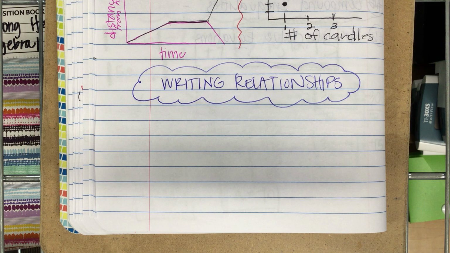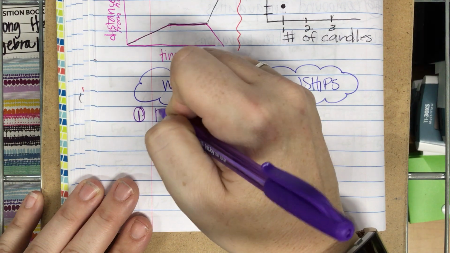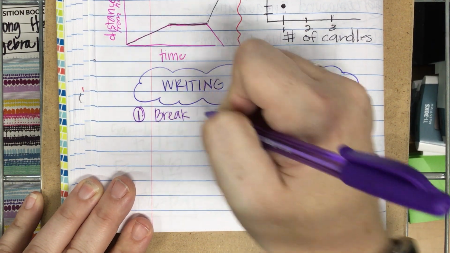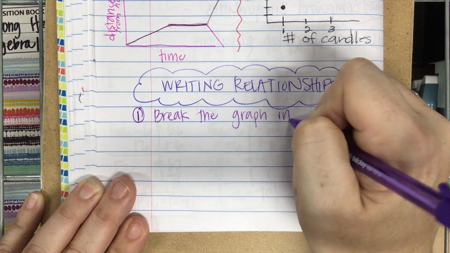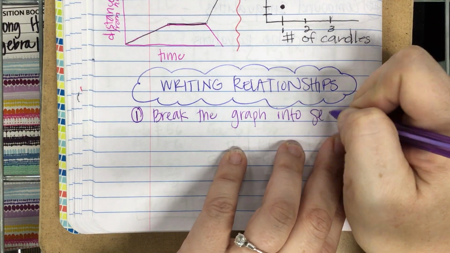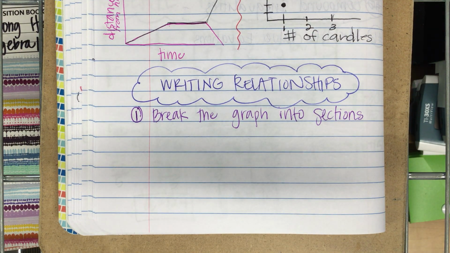So if we're writing a relationship, the first thing we look to do is to break the graph into sections. Split the graph into sections. And there are 3 basic types of sections.